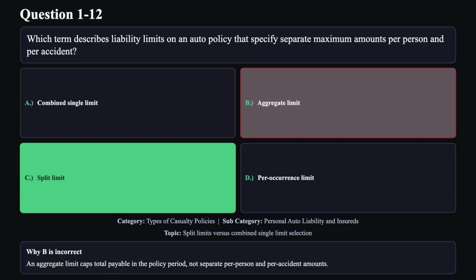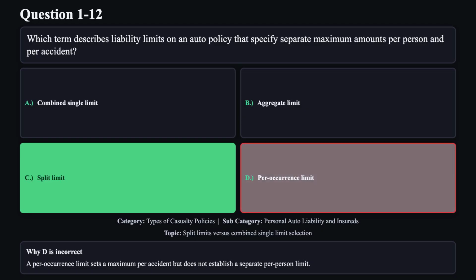Reason B is not correct. An aggregate limit caps total payable in the policy period, not separate per person and per accident amounts. Reason D is not correct. A per occurrence limit sets a maximum per accident but does not establish a separate per person limit.